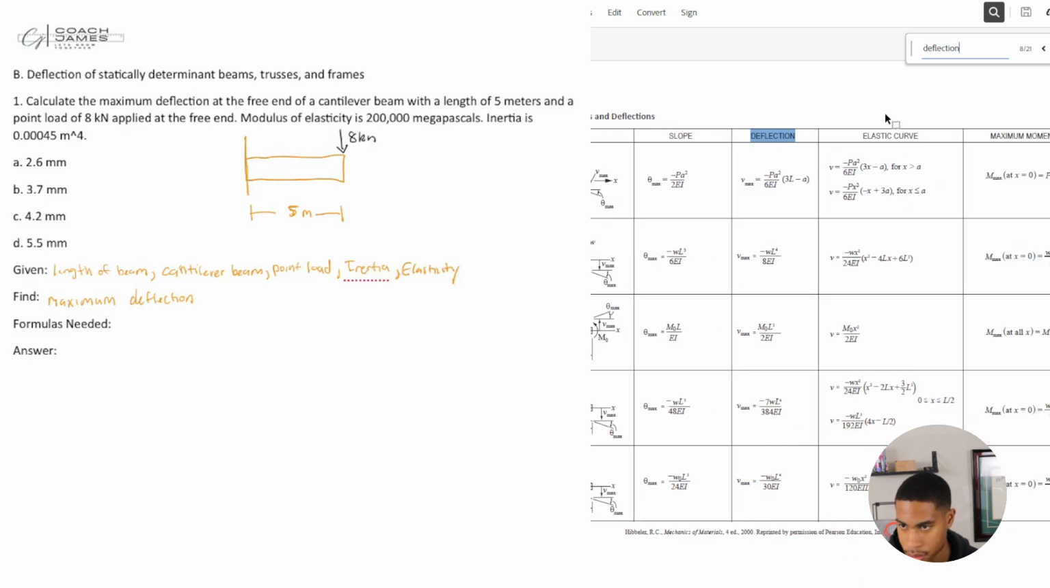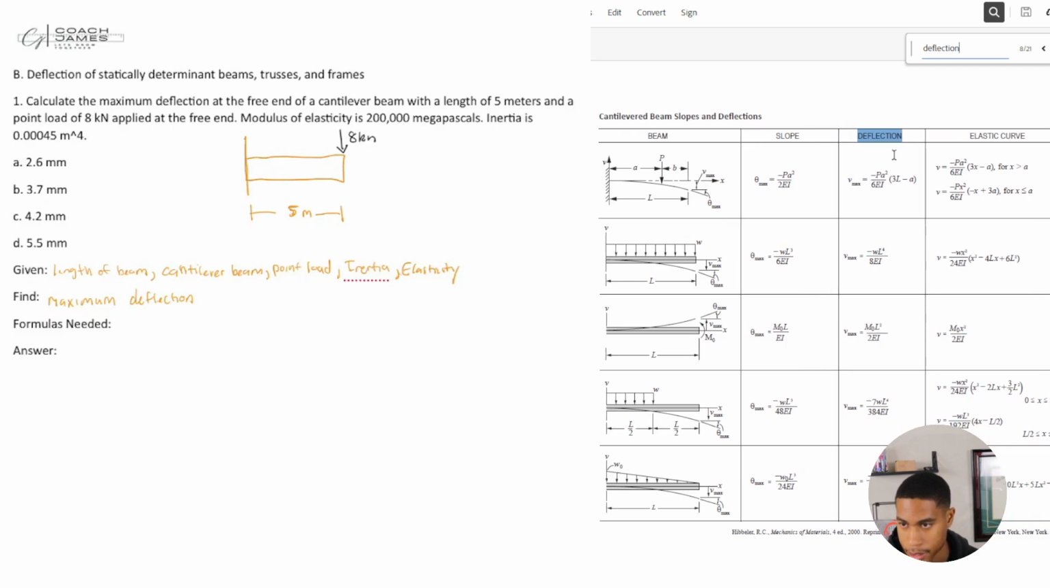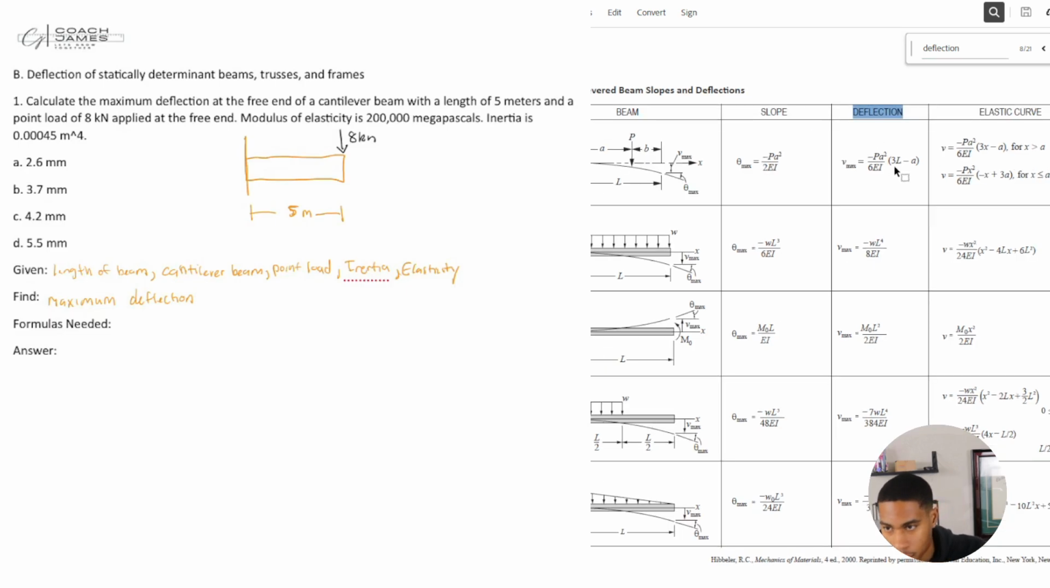There's also, if they ask for elastic curve or maximum moment, then you can use those, or slope. If they're asking you for slope, this would be the chart for you to use. But for our case, we're going to be using this section.